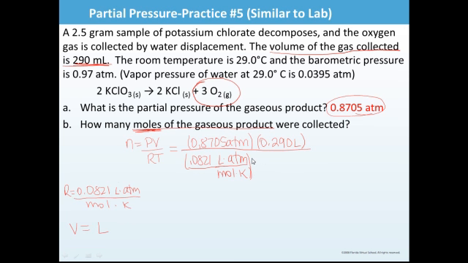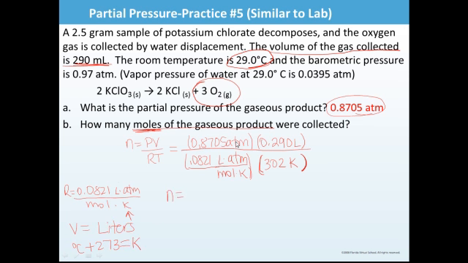And then we're going to multiply by temperature. Now our temperature is 29 degrees Celsius, but remember, because of our unit in the value of R, we always must have our temperature in Kelvin. So that is 302 Kelvin. Remember to convert to Kelvin. You take your degrees Celsius and you add 273, and that gives you Kelvin.